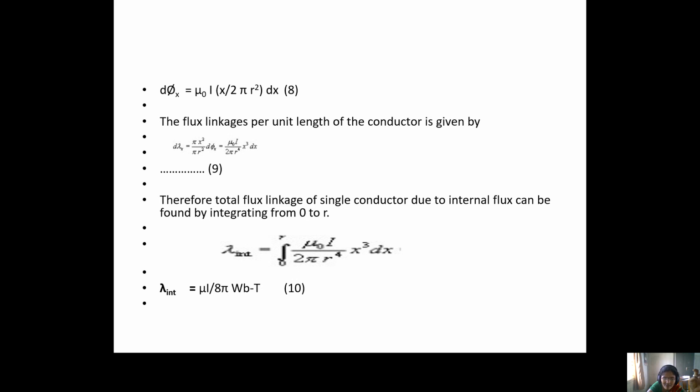Okay, so due to internal flux from 0 to r, lambda internal is equal to the integral from 0 to r of μI by 2πr⁴ x³ dx. So finally you can calculate from this formula lambda internal equal to μI by 8π Weber-turns per meter. Okay, this is the internal flux.